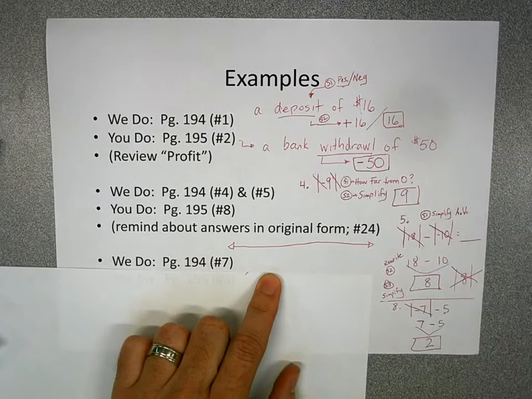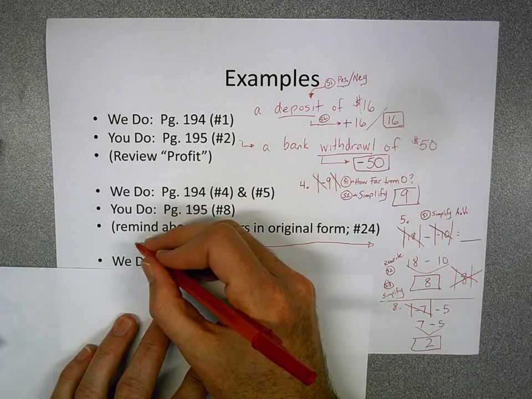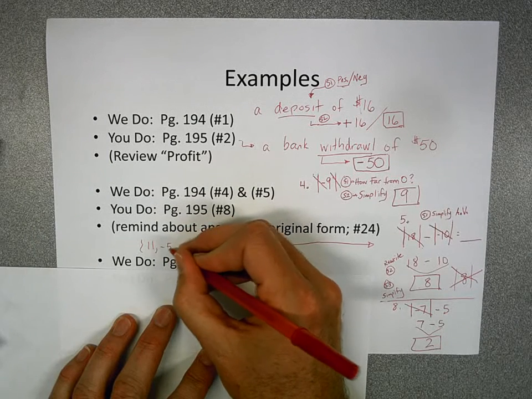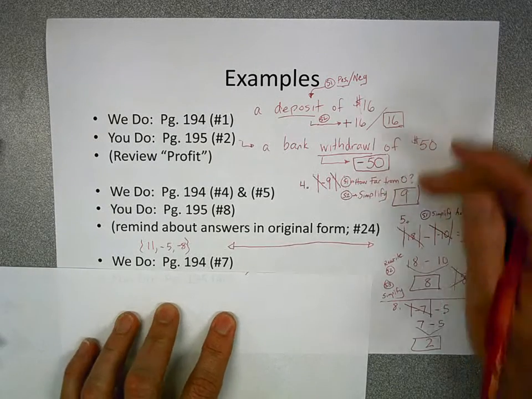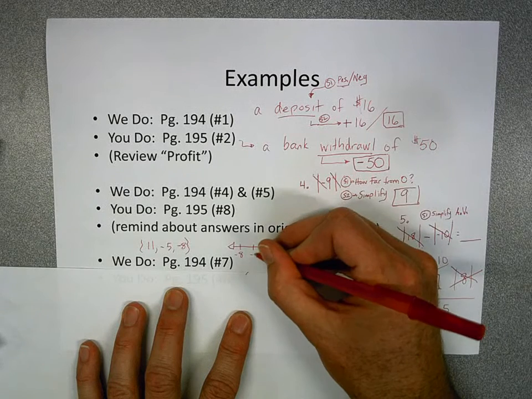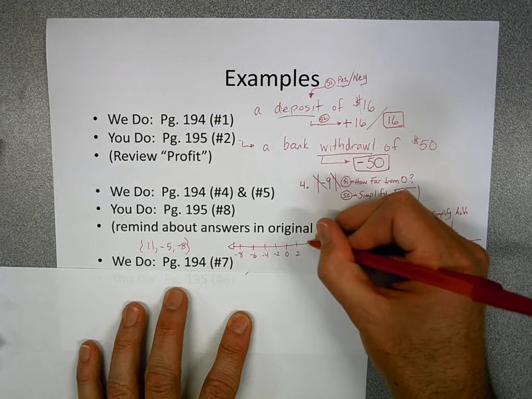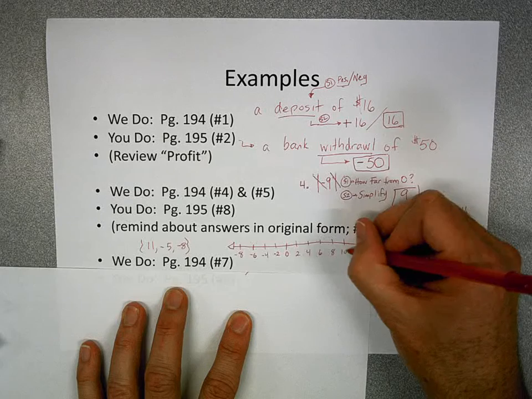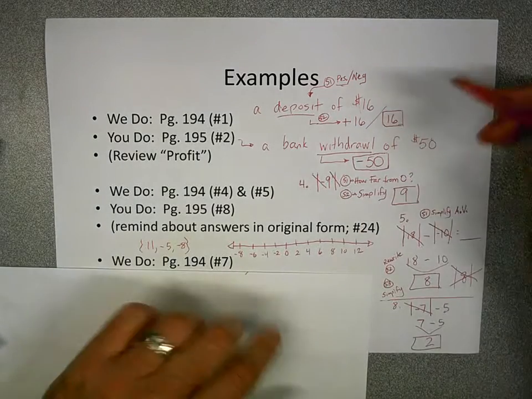Number 7 says, graph the set of integers, and they have a set of integers: 11, -5, and -8. It says, graph the set of integers on a number line. And then they give us this number line. So it goes -8, but it goes by 2: -6, -4, -2, 0, 2, 4, 6, 8, 10, 12. We've been working with number lines lately, so it's just by 2.